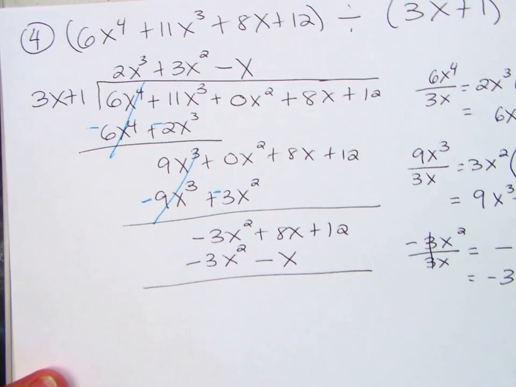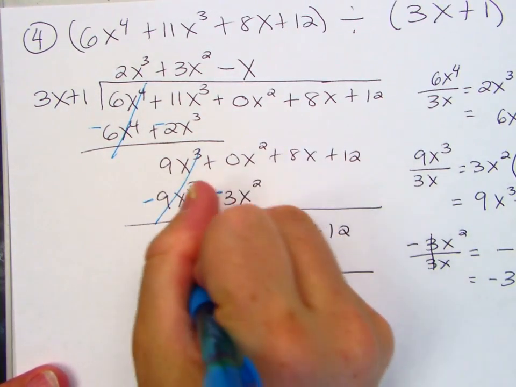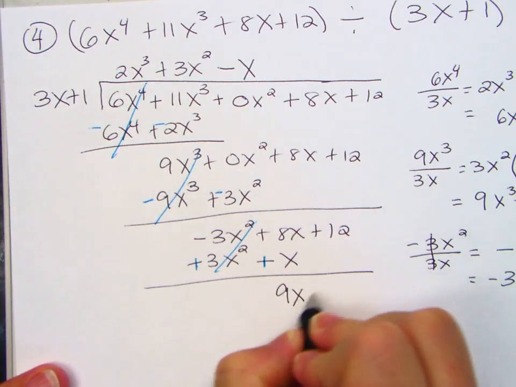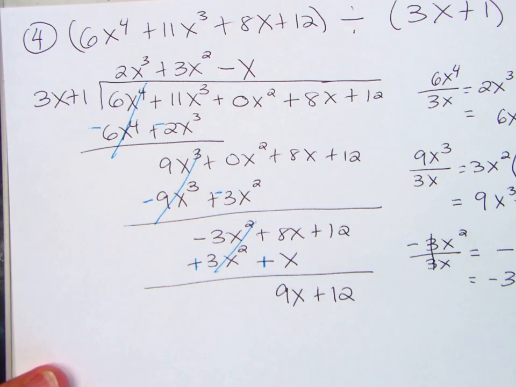We're subtracting. Change the sign. They both become plus. Those cancel. 8x and x is 9x. 9x, and then bring the 12 down. Last time.